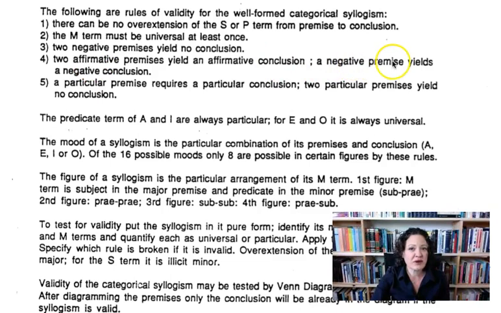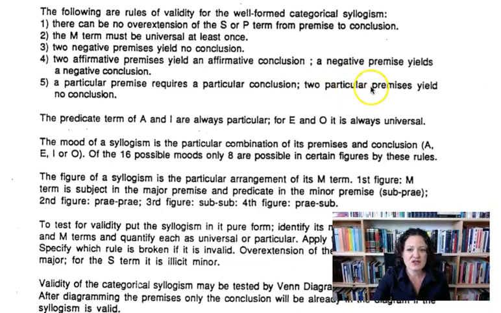A negative premise yields a negative conclusion. So if we have an E or an O in a premise, then we have to have an E or an O in the conclusion. And then a particular premise requires a particular conclusion. So remember, I and O are particular. So if we have an I or an O in the premise, then we have to have an I or an O in the conclusion. And I'll show you how this works.